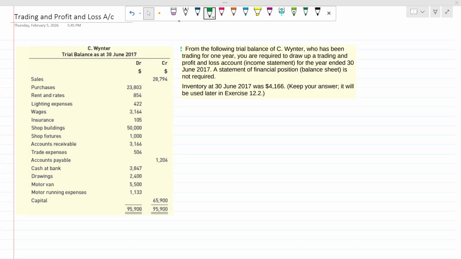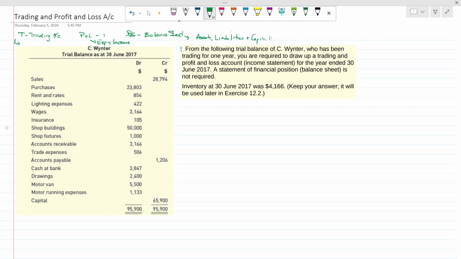As we go through these figures, I'm going to use T if it belongs to the trading account. I'll use P&L if it goes to the profit and loss account. That's self-explanatory. And I'll use BS if it is going to the balance sheet. The things that go in our P&L account include expenses and income. We talked briefly about that last week. The balance sheet is going to include things like assets, liabilities, and capital.